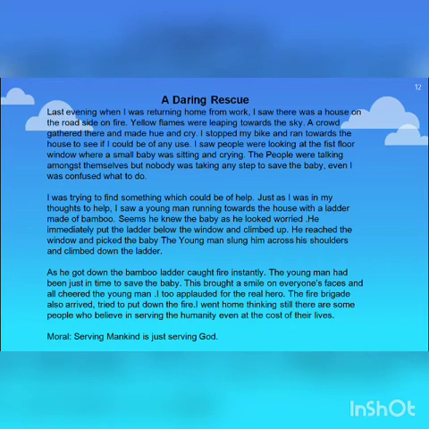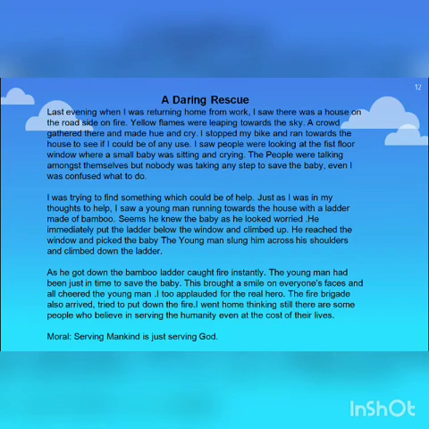Just as I was in my thoughts to help, I saw a young man running towards the house with a ladder made of bamboo. Seems he knew the baby, as he looked worried. He immediately put the ladder below the window and climbed up. He reached the window and picked the baby. The young man slung him across his shoulders and climbed down the ladder. As he got down, the bamboo ladder caught fire instantly. The young man had been just in time to save the baby.